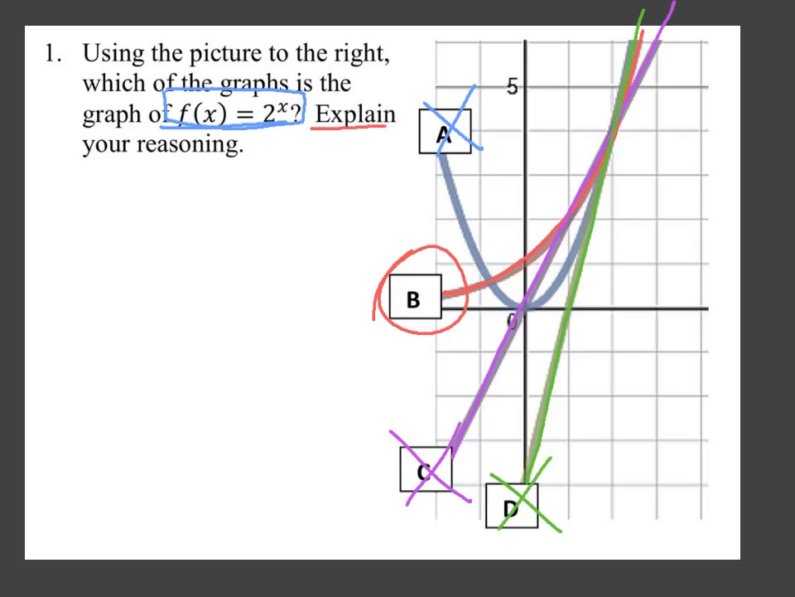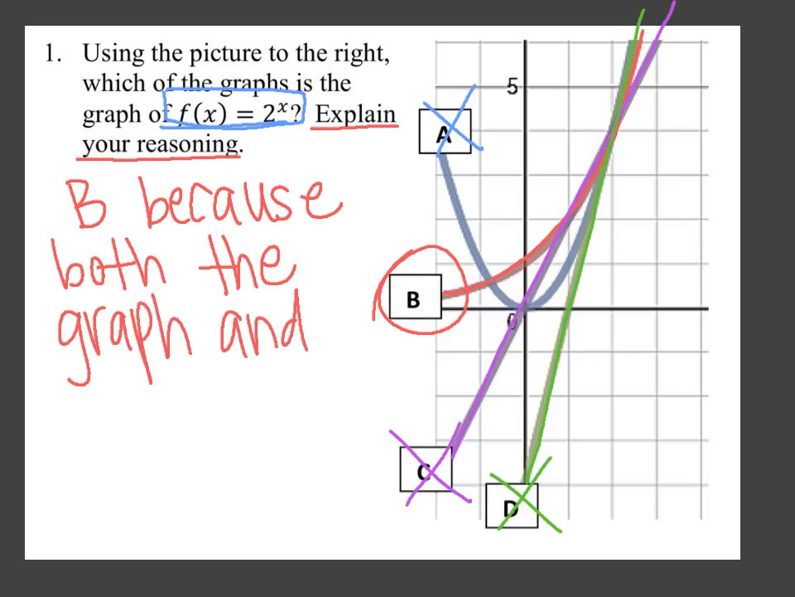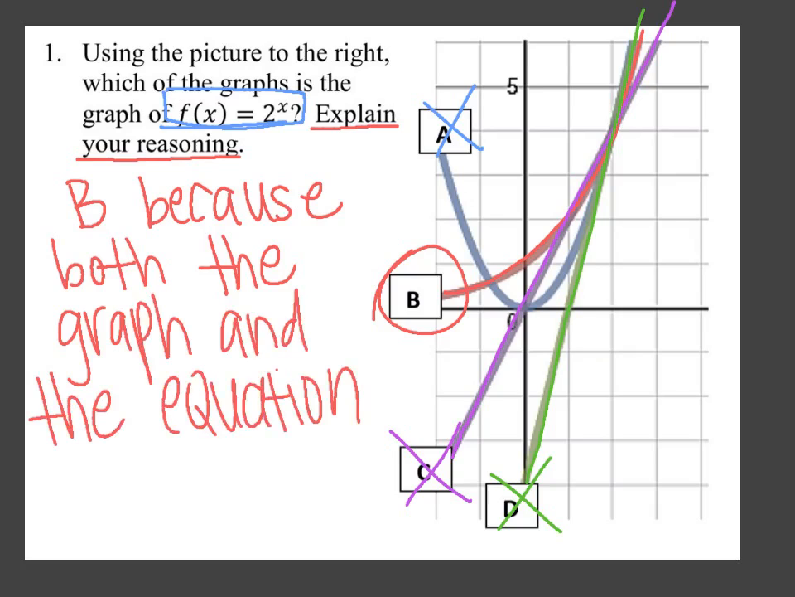But my question says to explain my reasoning. So I think it's graph B because both the graph and the equation are exponential.